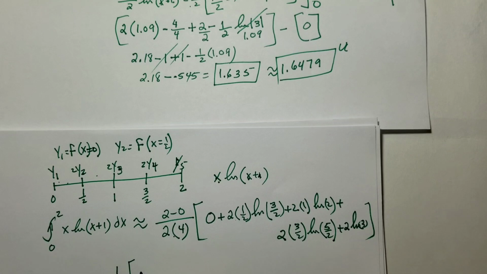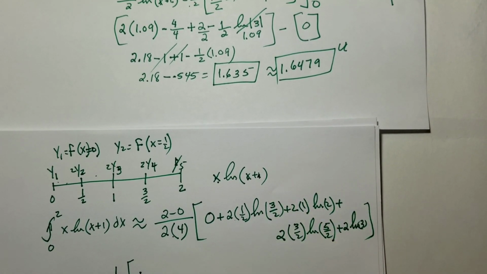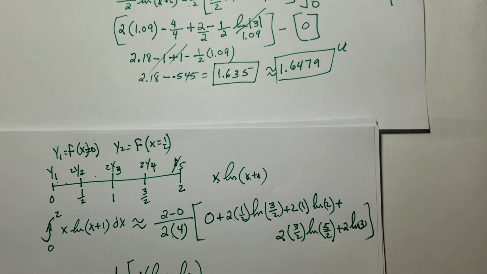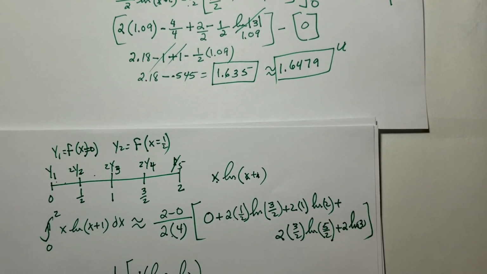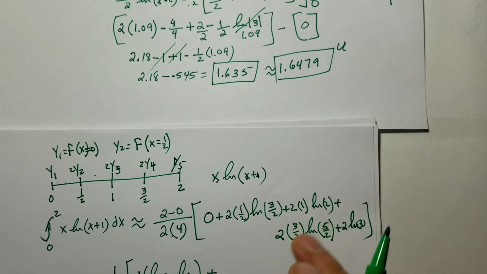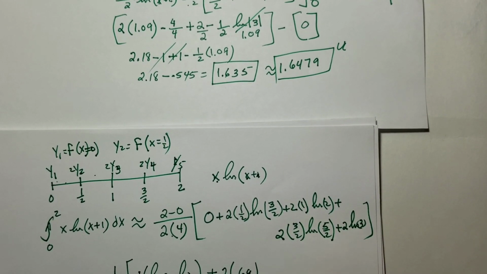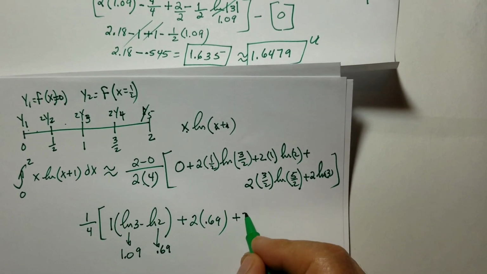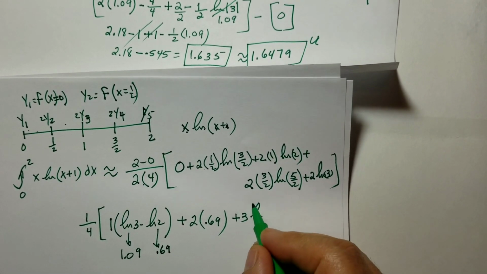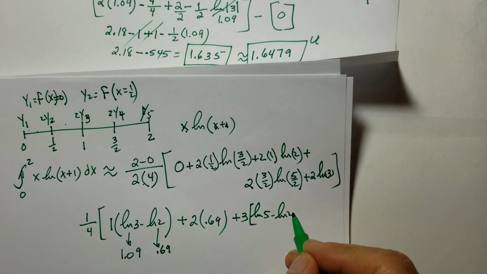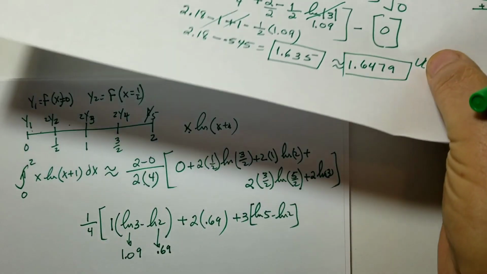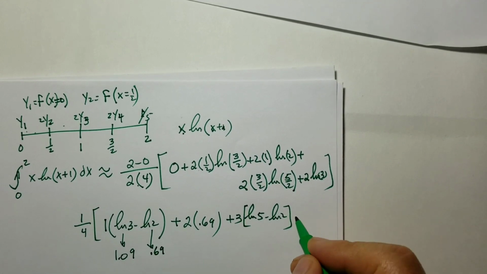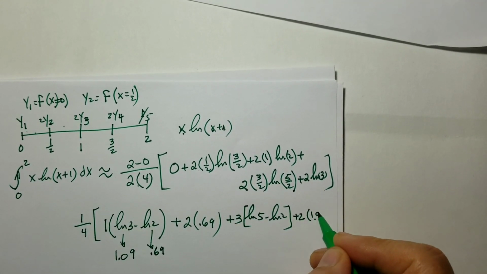2 times 1/2 is 1. Natural log of 3/2 is the same as a natural log of 3 minus natural log of 2. Natural log of 3 is 1.09. Natural log of 2 is 0.69. Plus 2 times 1 is 2. Natural log of 2 is 0.69. 2 times 3/2 is 3. Natural log of 5 minus natural log of 2. But in here, you don't have to do this. You can type them in the calculator, natural log of 5, and it'll give you the answer. Plus 2 natural log of 3 is 1.09.